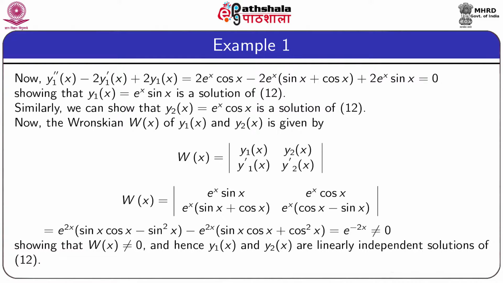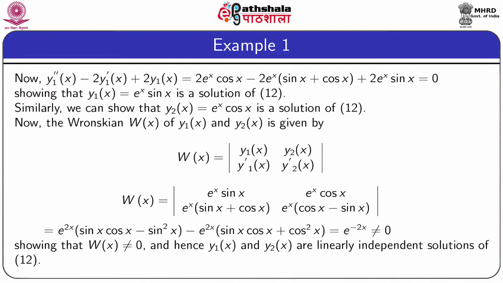We substitute all these values in the given differential equation and we obtain y1 double dash minus 2 y1 dash plus 2 y1 is equal to 0, which shows that y1(x) is equal to e to the power x sin x is a solution of 12. In a similar fashion, we can show y2(x) is equal to e to the power x cos x is also a solution of the given differential equation.